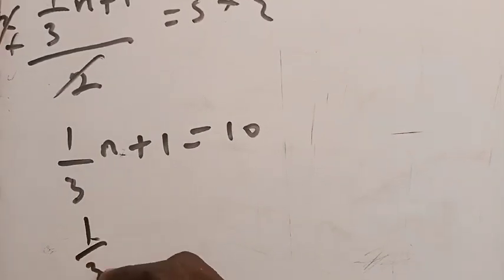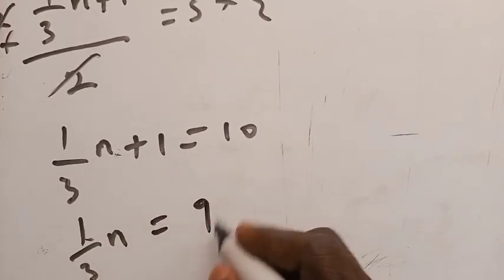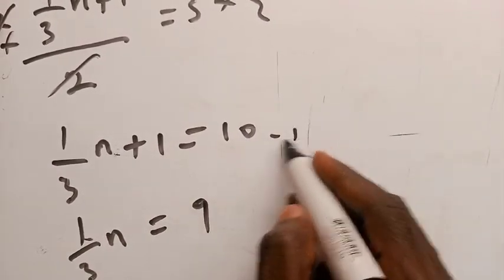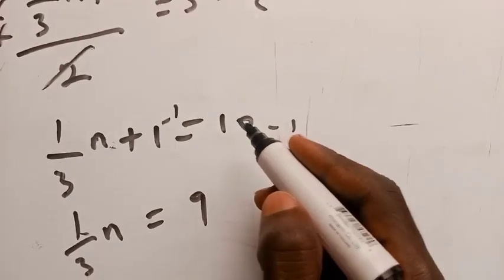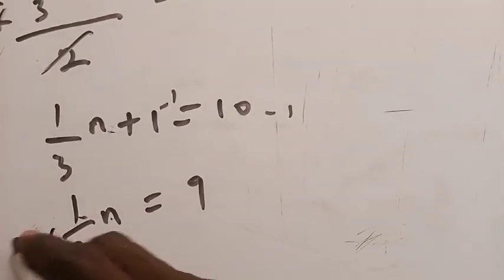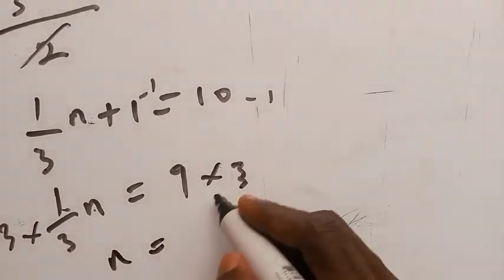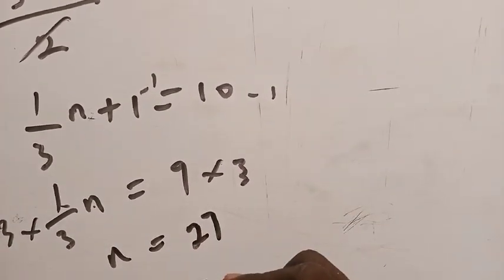So you have 1 on 3, that is the n. This 1 here, subtract 1 from both sides of the equation, so minus 1, then minus 1, and this 1 will vanish. Okay, so from here, what's next? We are looking for the n, so you multiply here by 3, and then multiply here by 3. You have our n to be equal to 27.